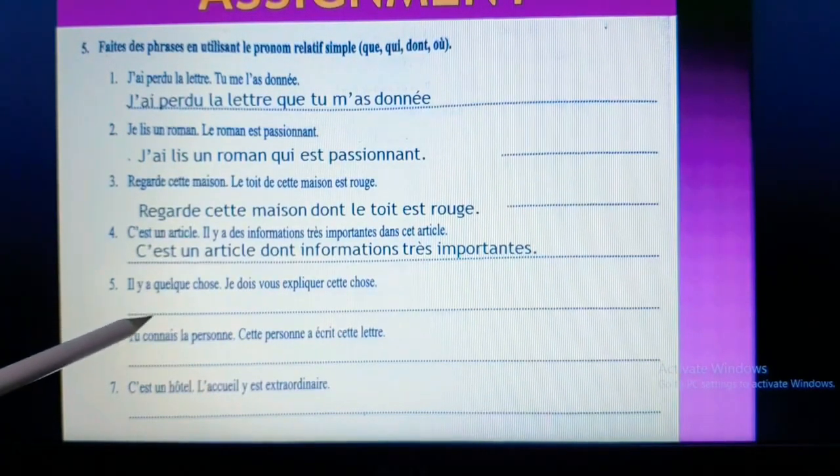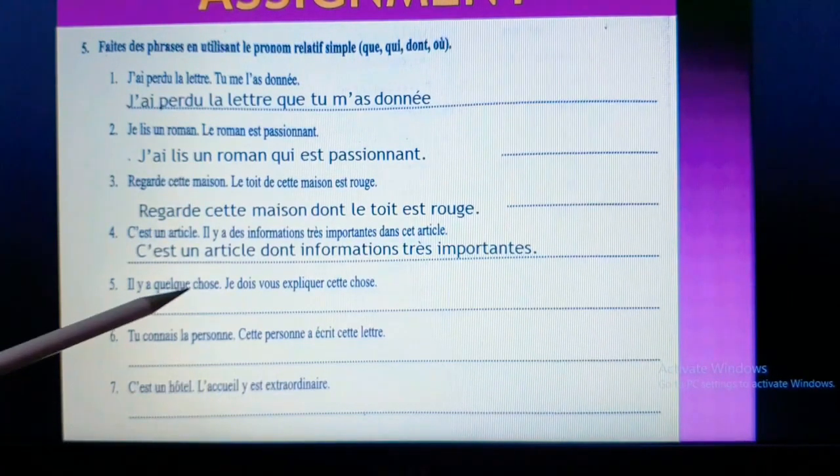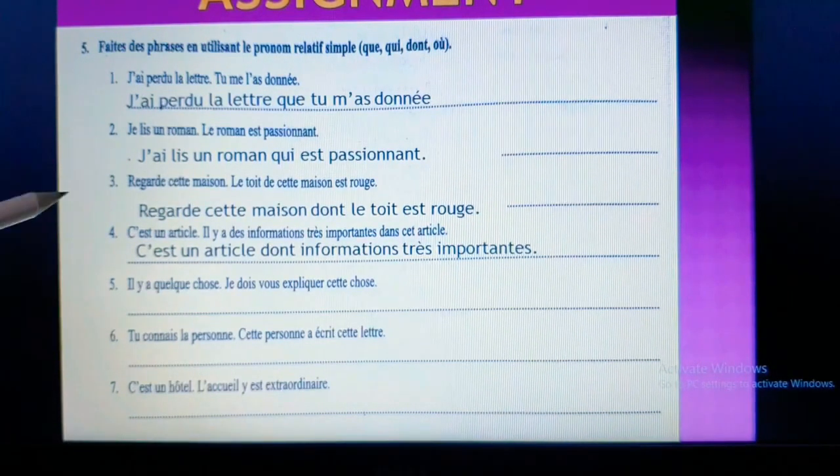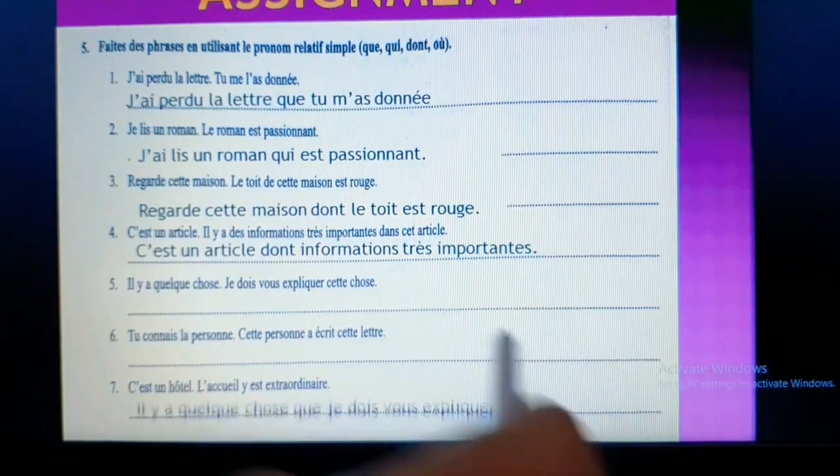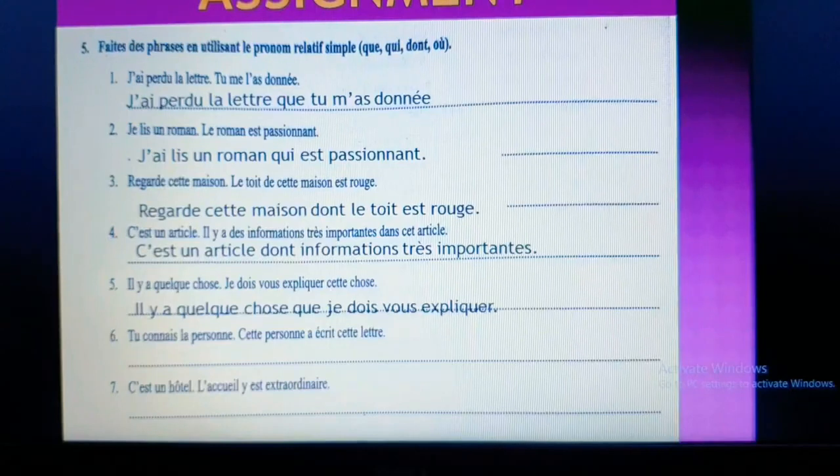Okay. Il y a quelque chose. Je dois vous expliquer cette chose. So cette chose and quelque chose been repeated. So the answer will be que. Il y a quelque chose que je dois vous expliquer. Okay, I hope your answers are correct.